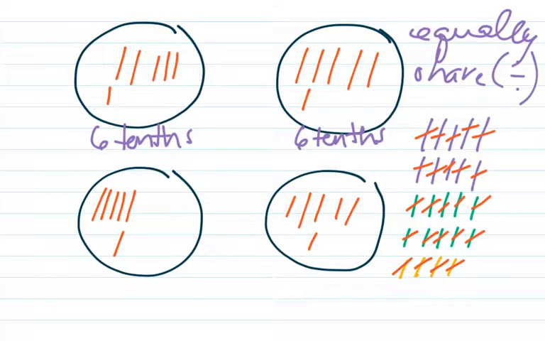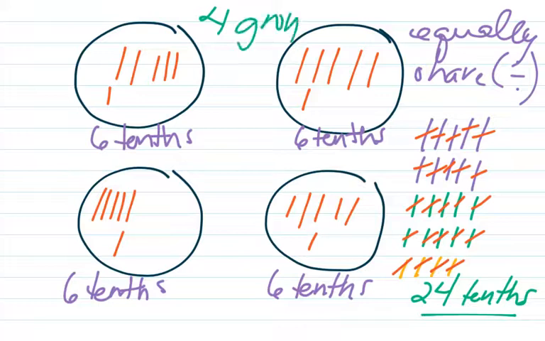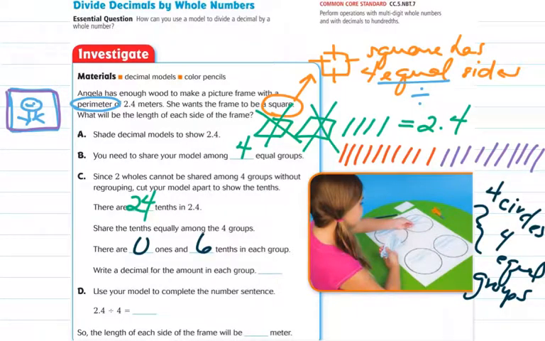Again, boys and girls, 1 tenth, 2 tenths, 3 tenths, 4 tenths, 5 tenths, 6 tenths. Again, 6 tenths in the last group. And boys and girls, if you look at our 24 tenths, which we started off with, our 24 tenths have been shared equally among our 4 groups. So in fact, boys and girls, when we go back to our original problem here, we see that there were 6 tenths in each group.